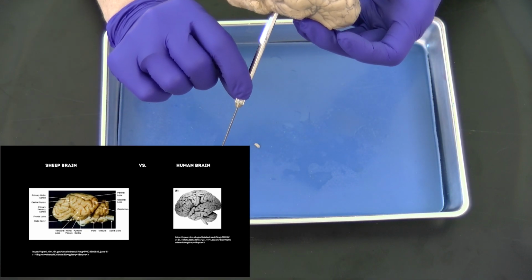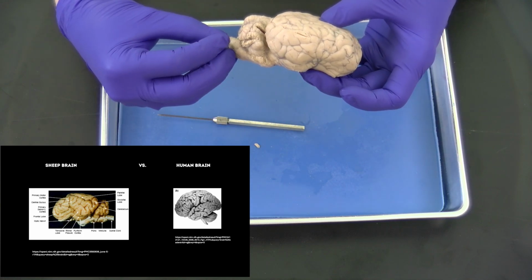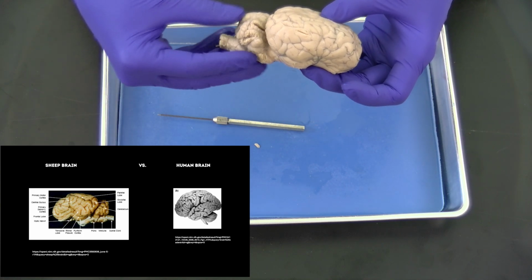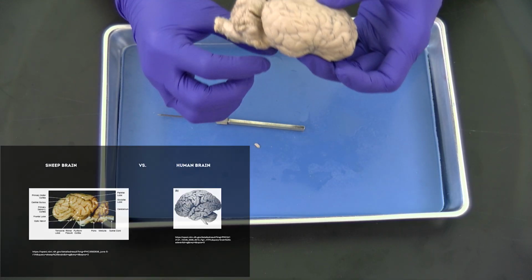In the human form, the cerebellum and the brainstem exit the cerebrum in a more inferior manner, whereas in this sheep brain, you'll see that it's more of a posterior horizontal orientation versus a vertical orientation.